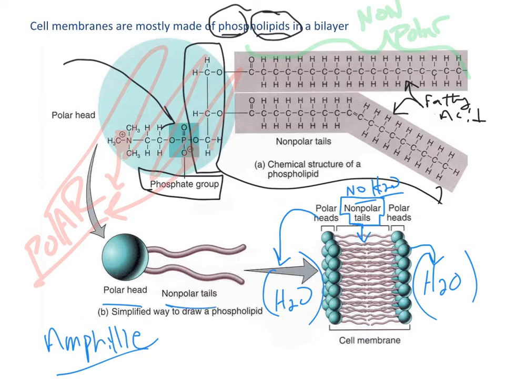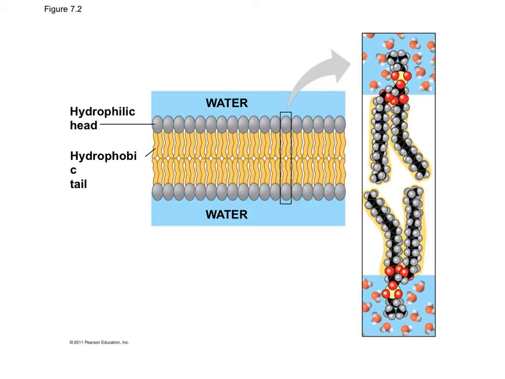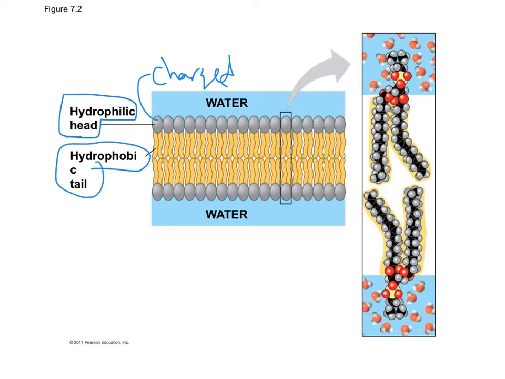When you put them in water and shake them up a little bit, you are going to get a lipid, remember bi is 2, layer. So 2 layers of lipid, or a phospholipid bilayer. 2 layers of phospholipids in this case. This is just another image of the exact same thing. Hydrophilic, water-loving head, so this is charged. Hydrophobic, water-hating tail, non-polar.